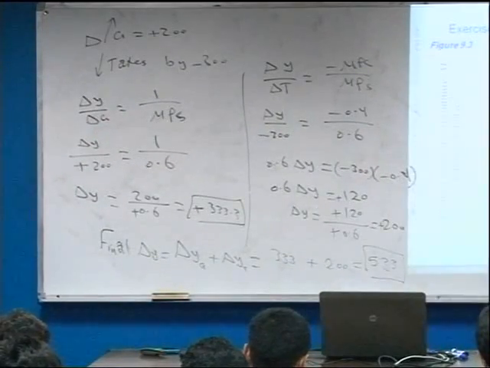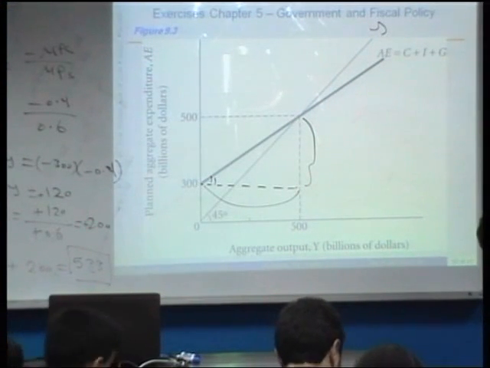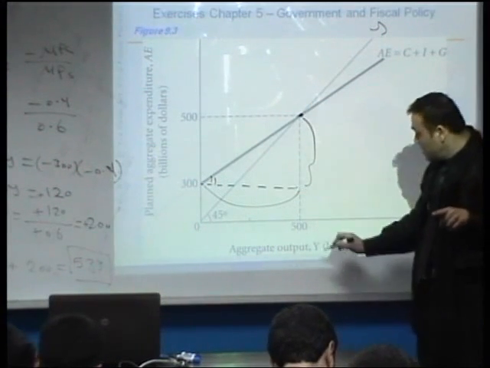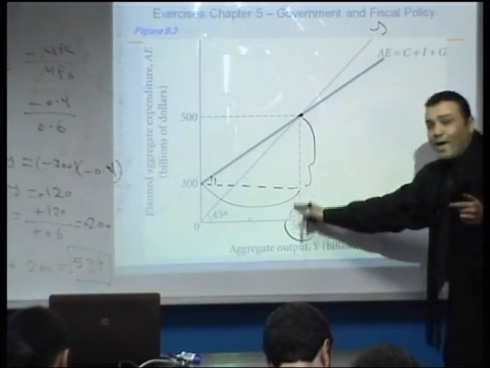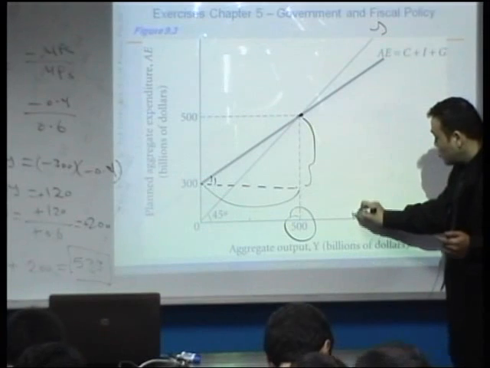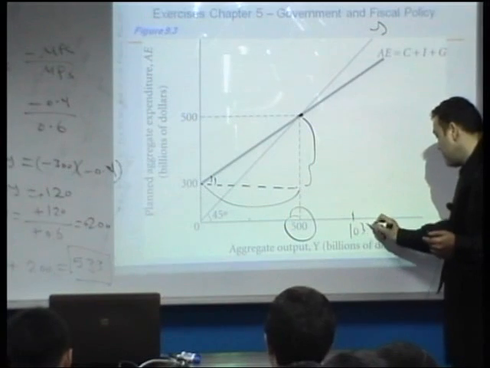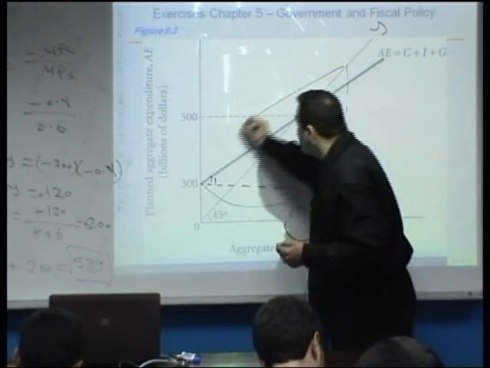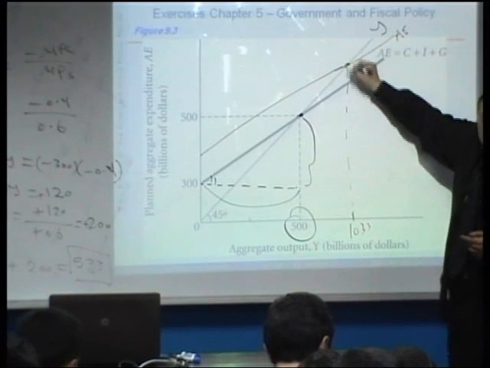So let's come back to the figure here. Where is the new equilibrium aggregate income or aggregate output? As we mentioned, the old equilibrium was at 500. Exactly. Now we have to add 533, right? So it should be here, 1033. This is the new equilibrium, the new equilibrium point on the aggregate expenditure.